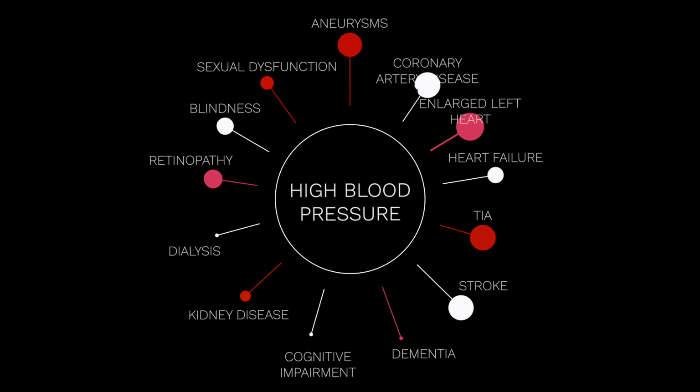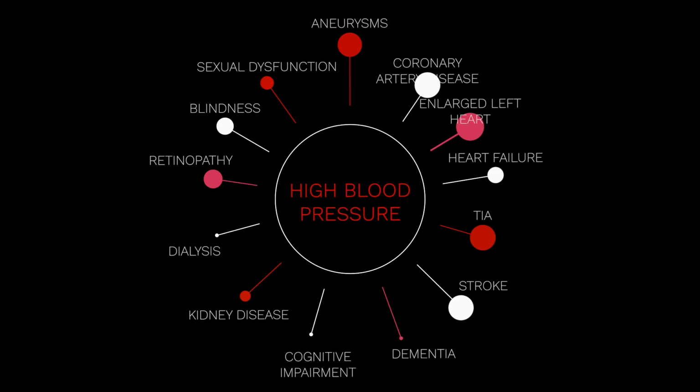So why do we care about hypertension or high blood pressure, and why is it one of the vital signs? Well, it can cause damage and narrow the arteries, leading to things like aneurysms. It can cause damage to your heart, leading to coronary artery disease, an enlarged left heart, heart failure. It can cause damage to your brain, leading to a transient ischemic attack or a TIA. It can lead to a stroke, dementia, or cognitive impairment.